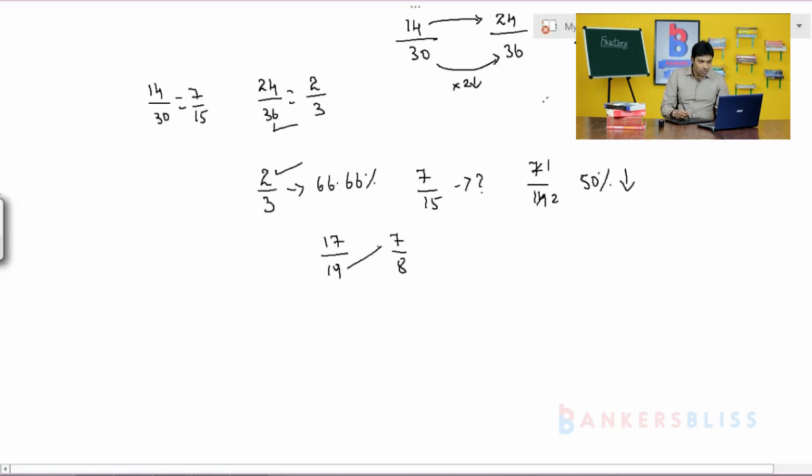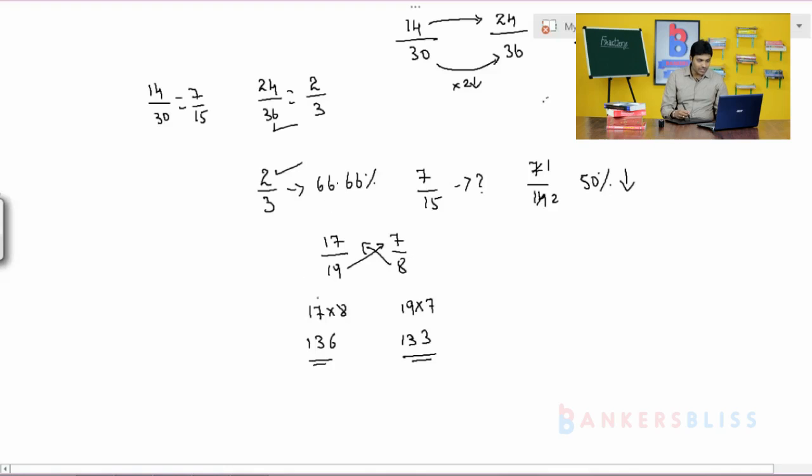The method is the cross multiplication method. You cross multiply, so you are going to get 17 into 8, and 19 into 7. Among these two you calculate. 17 into 8, 7 eights are 56, 5 carry over, 8 ones are 8, 8 plus 5, 13. Next, 19 into 7, 7 nines are 63, 6 carry over, 7 ones are 7, 7 plus 6, 13. So 133, 136. Which is the highest one? 136 is the highest one.